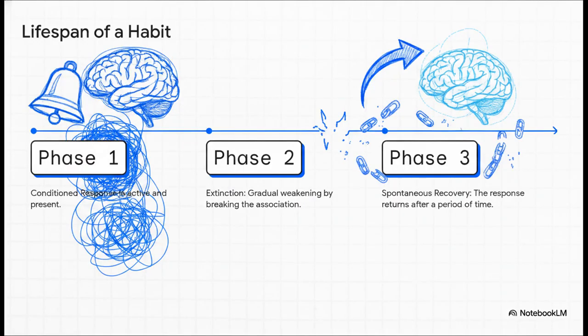But what actually happens to a habit over time? Well, in phase 1, a conditioned response is completely active. But if we continually break the association between the conditioned and unconditioned stimuli, we slide right into phase 2, which is extinction. The conditioned response gradually weakens and just sort of fades away. However, it's not always gone forever. Enter phase 3, spontaneous recovery. This is the super fascinating return of a conditioned response after a period of time has passed. Your brain essentially holds onto the blueprint, just waiting for the right moment to bring that habit back to life.